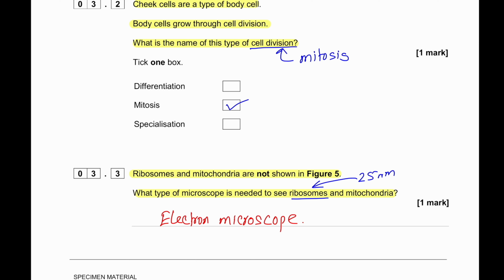For those who have forgotten, a light microscope, or LM, has a maximum resolution of 200 nanometer. Anything smaller than that will not be visible in a light microscope. Whereas an EM has a maximum resolution of 0.5 nanometer. Some of them can go even smaller than that. So we can see ribosomes very nicely in an electron microscope, but with a light microscope, we will not be able to distinguish them.